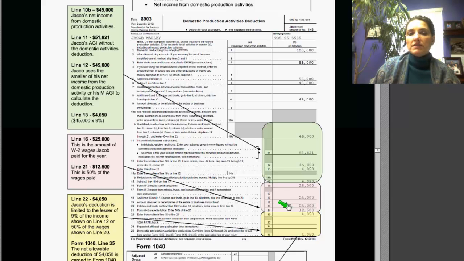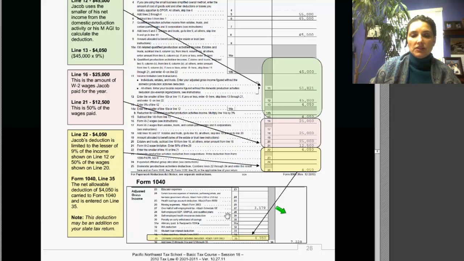Well, his qualified domestic production activities deduction is going to be the lesser of the amount shown on line 21 or the amount shown here up on line 15. The lesser of those numbers is, of course, the $4,050 figure, and therefore that is his domestic activities production deduction. He's going to carry that deduction down and enter it on line 35 of his Form 1040.